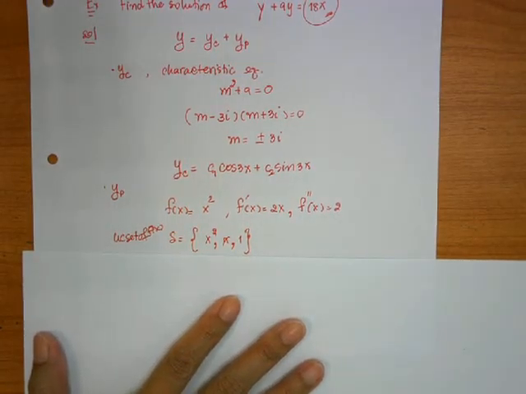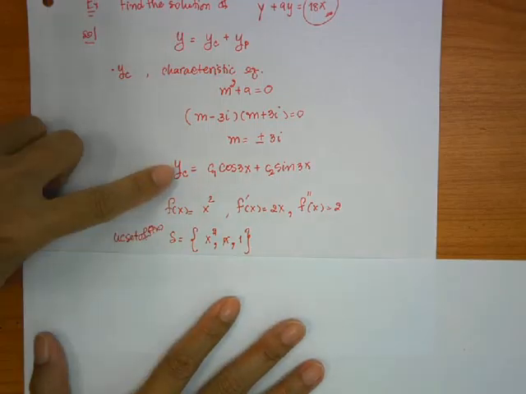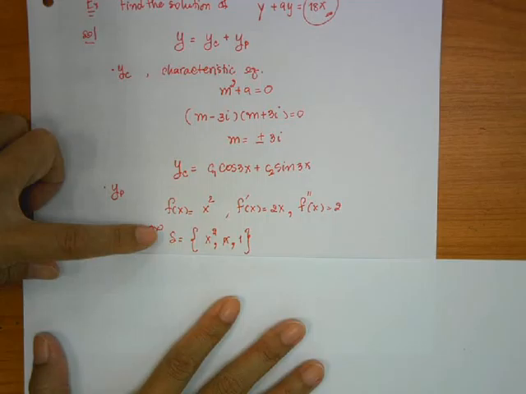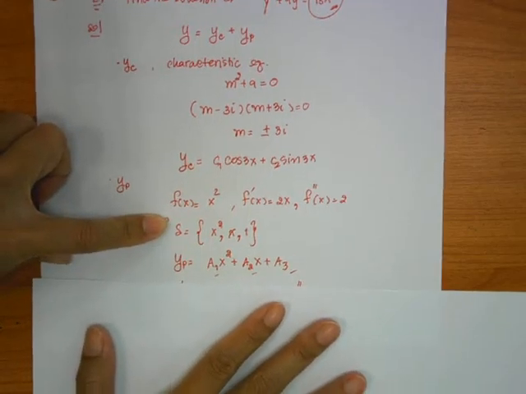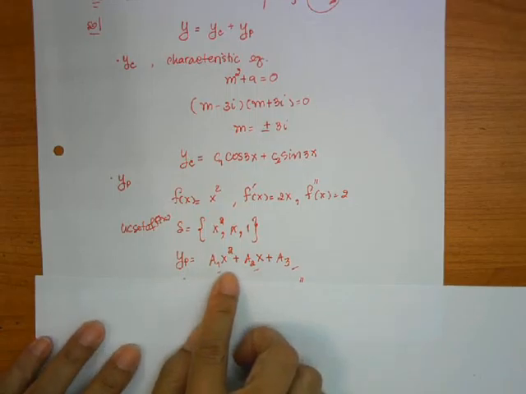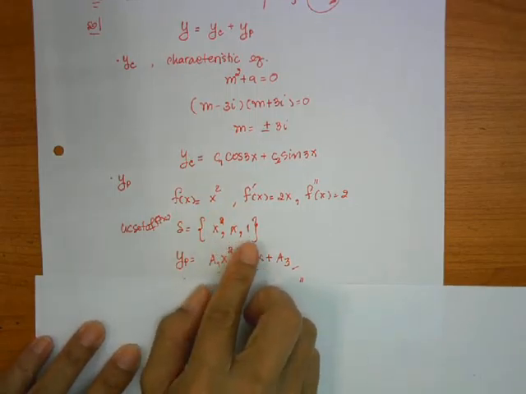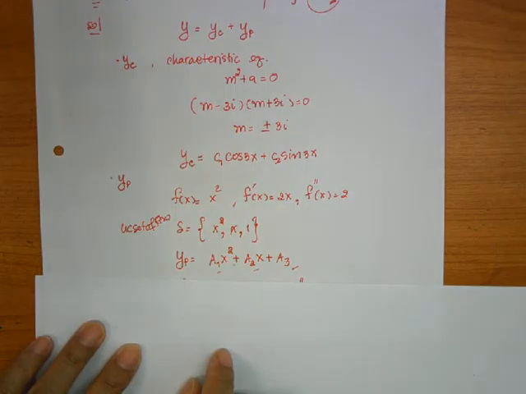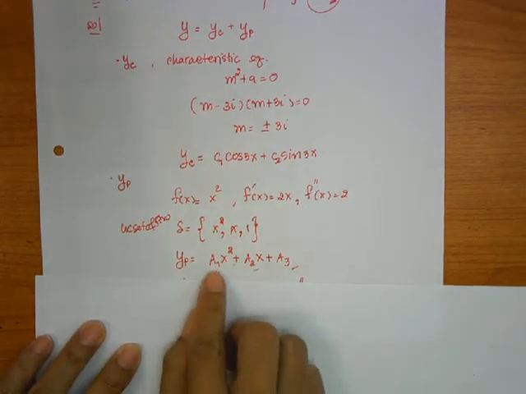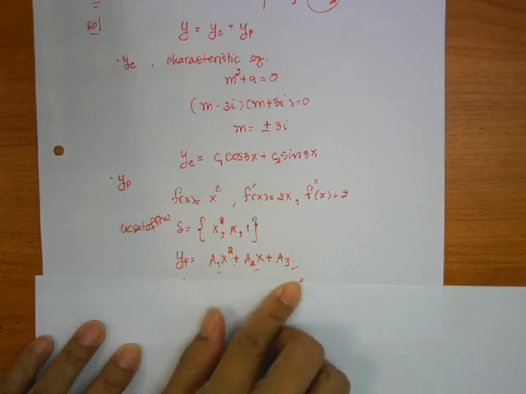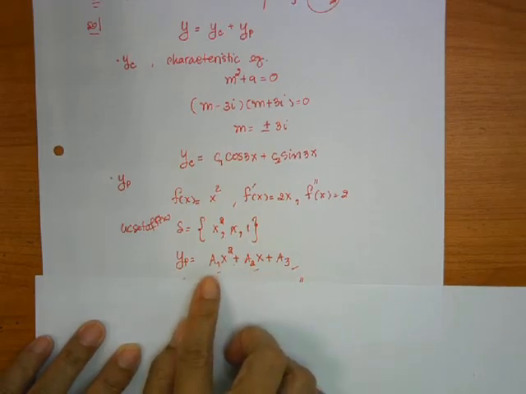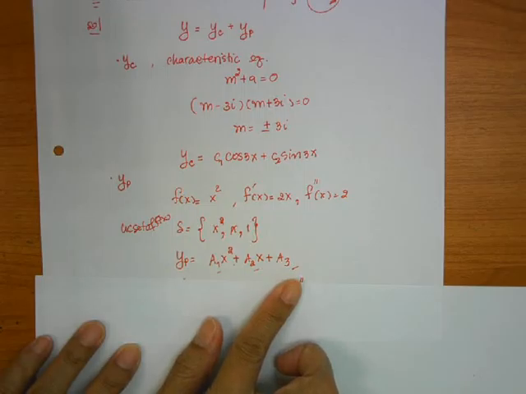So in that case, if none of them are repeated in your yc function, then you can assume your yp is equal to the linear combination of the functions inside your UC set, which is a1 x squared plus a2 x plus a3. a1, a2, a3 are constants that we are going to find.